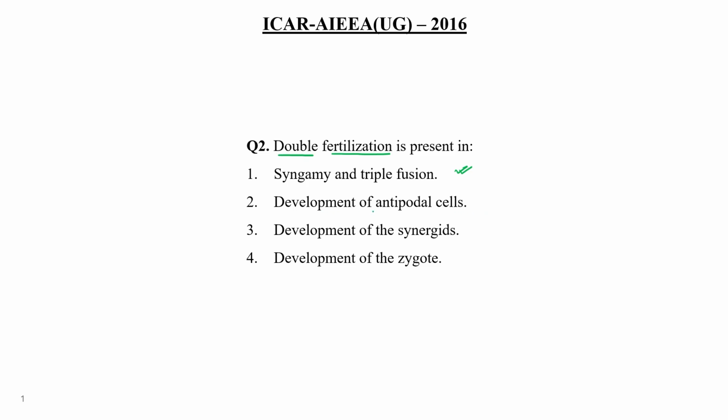This is not related to the development of antipodal cells. It is not related to the development of synergids and development of zygote. All these three below, choice number 2, 3 and 4, are different things. In double fertilization, fertilization occurs 2 times, right? That's why syngamy and triple fusion. So choice number 1 would be the correct answer of this question.